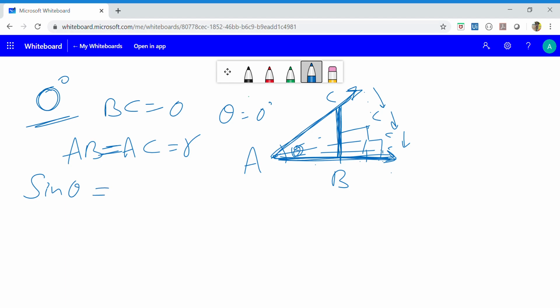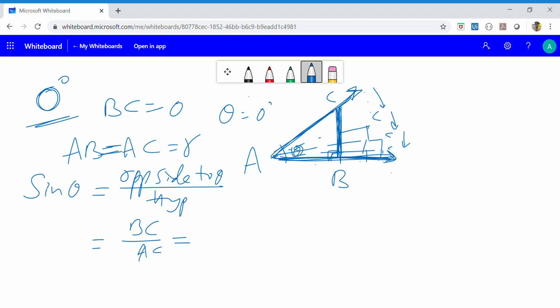Then sine theta is equal to, by definition, opposite side to theta by hypotenuse. Theta's opposite side is BC, because this is the perpendicular length I said. AC is the hypotenuse. So BC by AC. BC value is 0, and AC is r. So 0 by something is 0. Therefore, sine 0 degrees is 0.